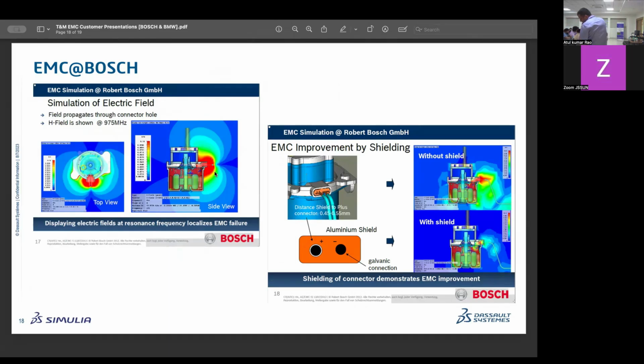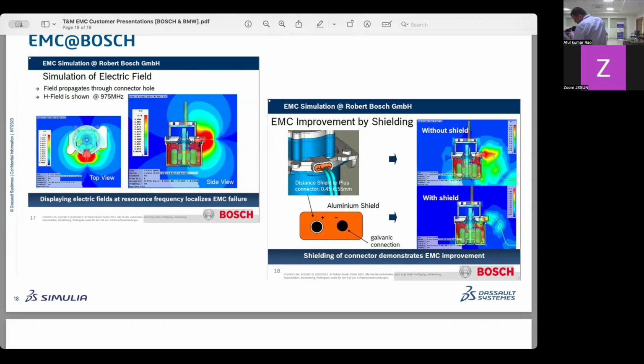So from this, we suggested to Bosch that if you put good shielding and put your cables through it, the shielding would stop the field emission. In the second structure, with the without-shield and with-shield comparison, we are able to see a large reduction in the H field. So the Bosch team were happy with that, and they refer to the work that we did.